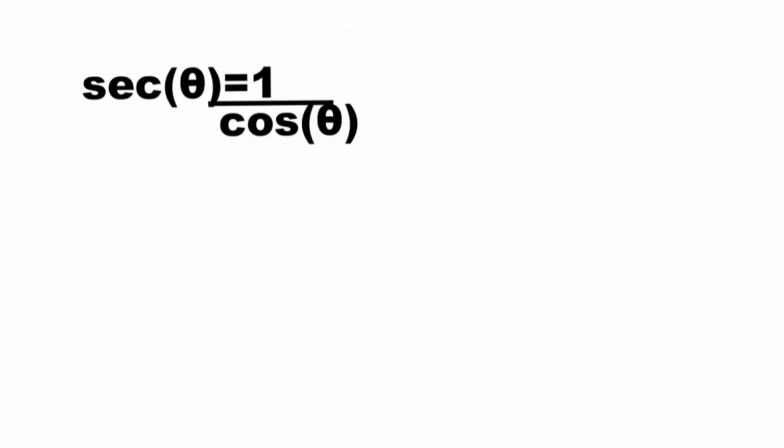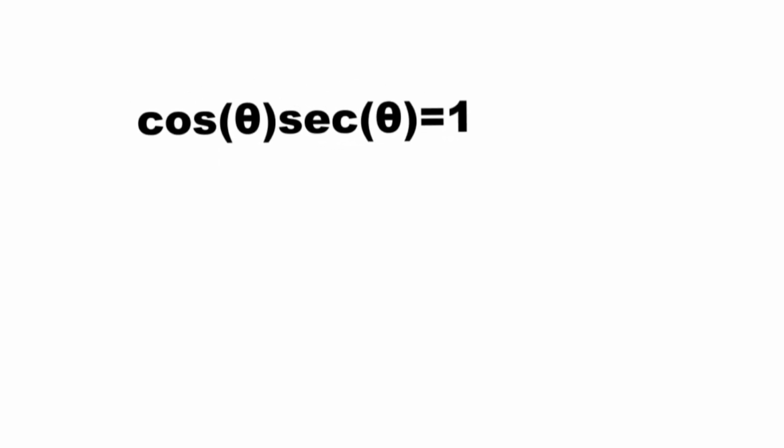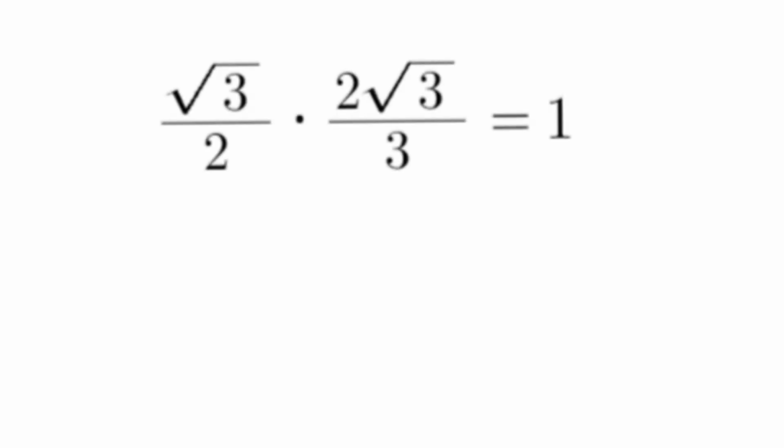From secant theta is equal to 1 over cosine theta, for which cosine theta times secant theta equals 1, we can check the values we obtain. For example, at 30 degrees, cosine 30 degrees is square root of 3 over 2 times secant 30 degrees, which is 2 times square root of 3 over 3, and this is equal to 1. You can do the same for other obtained values.